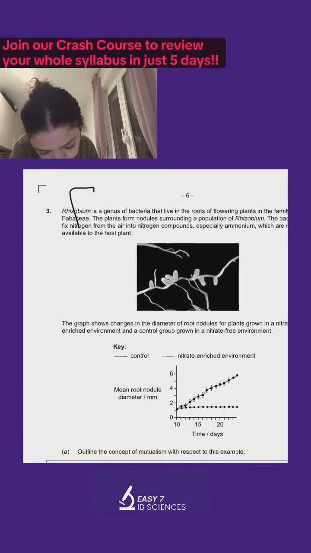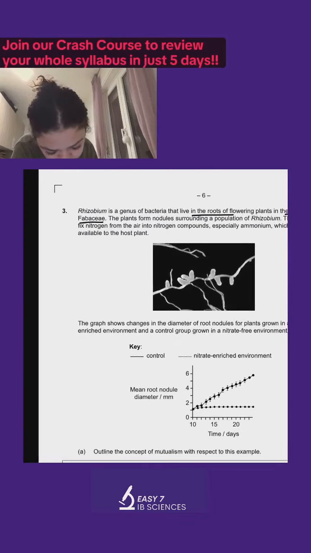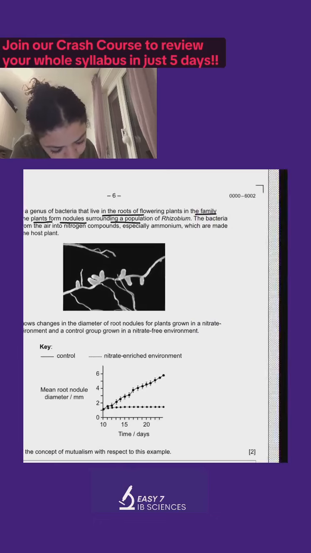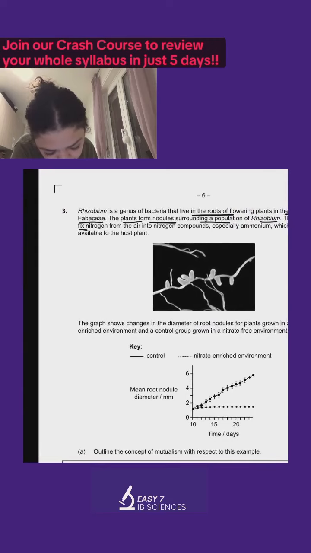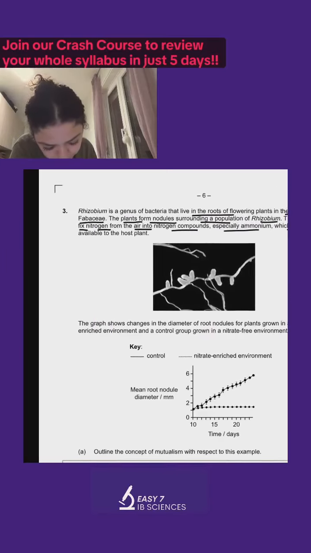Rhizobium is a genus of bacteria that live in the roots of flowering plants in the family Fabaceae. Plants form nodules surrounding a population of Rhizobium. The bacteria fix nitrogen from the air into nitrogen compounds, especially ammonia, which are made available to the host plant. This is also new syllabus.